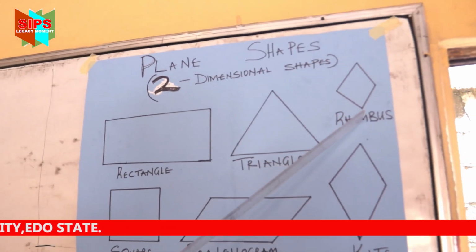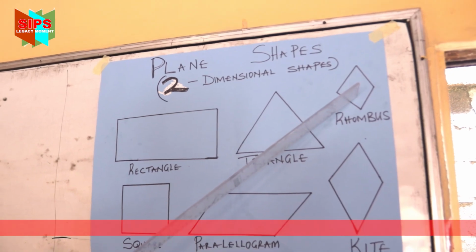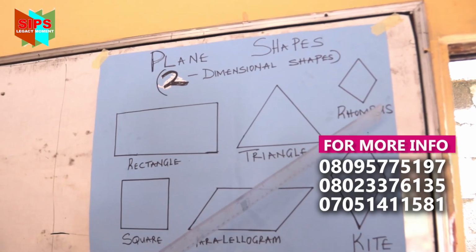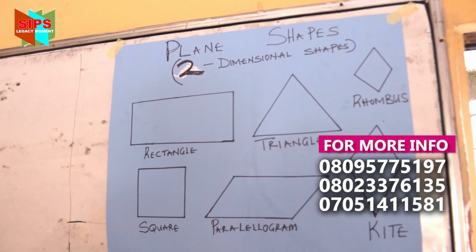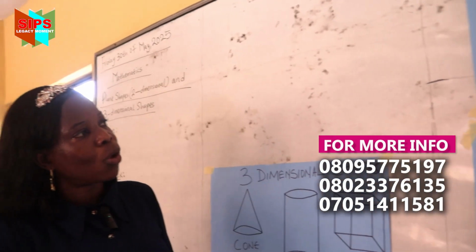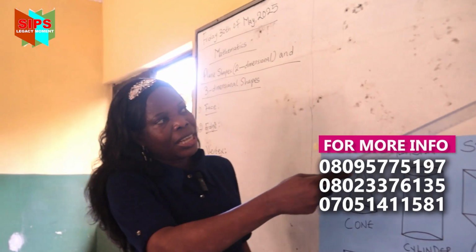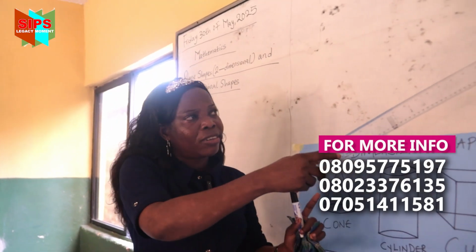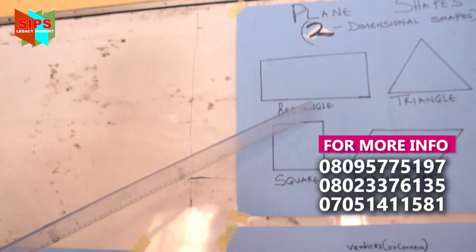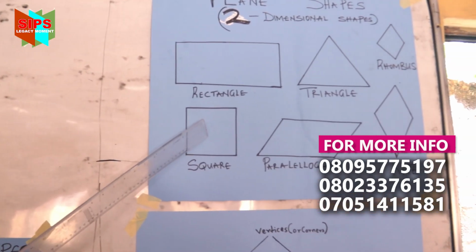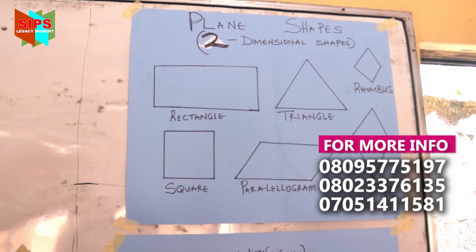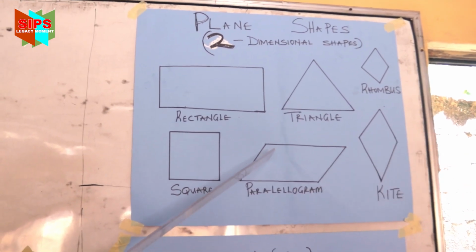Let's look at what shape this is. Rhombus. A rhombus has how many faces? Just 1 face, isn't it? It also has 4 edges and 4 vertices. So let's look at a square. The same thing. A square has just 1 face, 4 edges and 4 vertices. The same thing here.